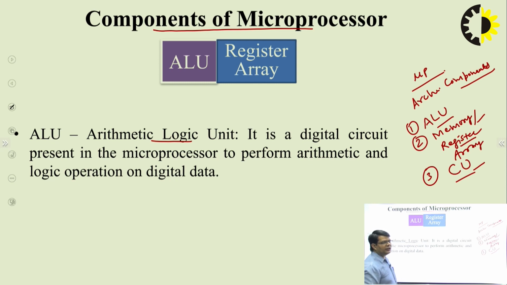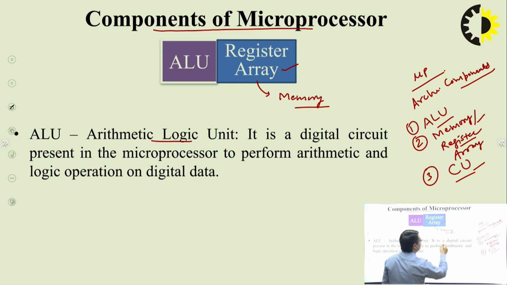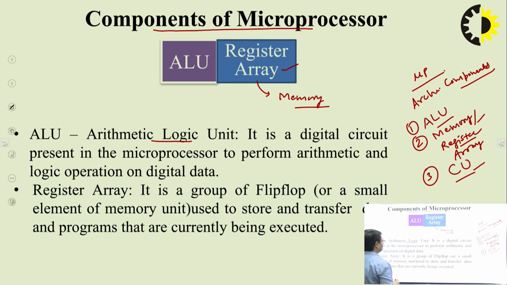Next, the second architectural component in the microprocessor is the register array. A register array is basically a set of registers which may be used for memory purpose or storing. So internal registers are available in the architecture of the microprocessor. In the architecture we have a number of registers. A register is nothing but a group of flip-flops which is used for storing digital data in the microprocessor.